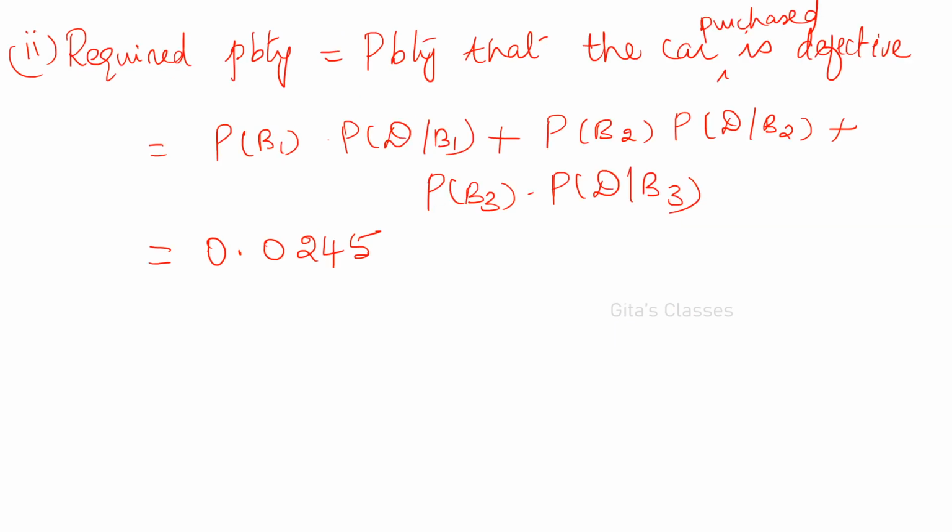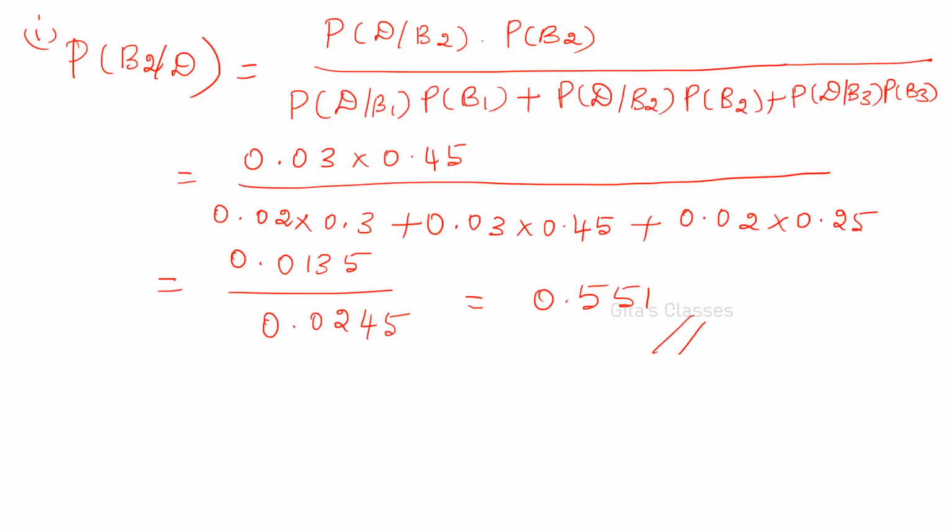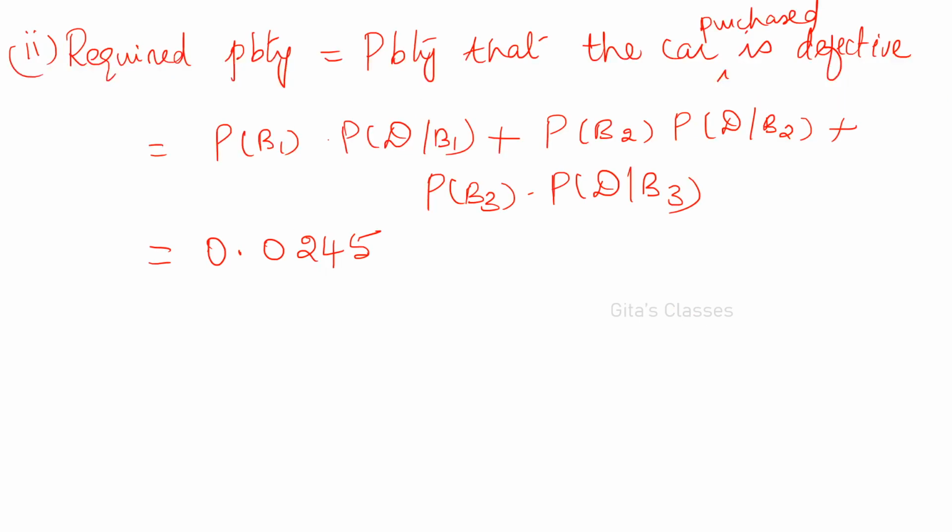And next, required probability is probability that the car purchased is defective. So it may be from B1, it may be from B2, or it may be from third company B3. Okay, so what is there? P of B1 into P of D given B1, etc. It is there in the denominator. Already we have calculated it to be 0.0245. Okay, you have to substitute the values and write. Okay, this is for your reference.